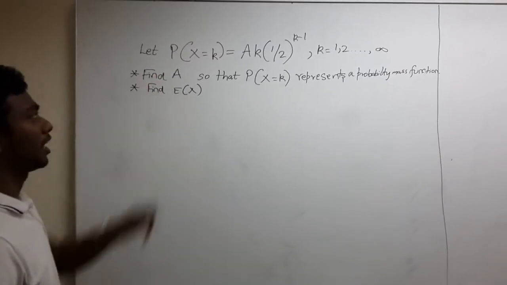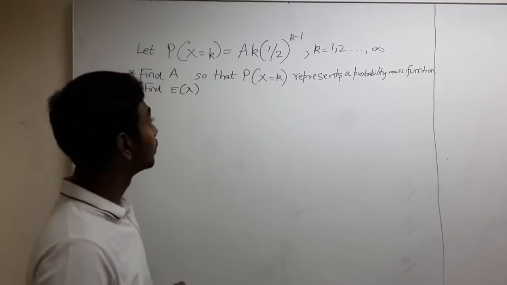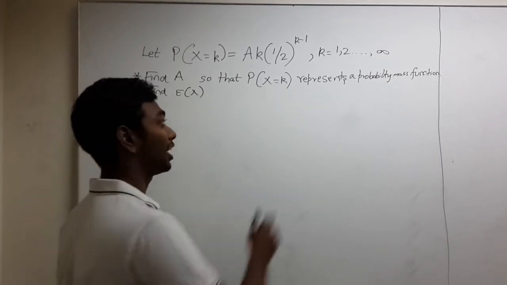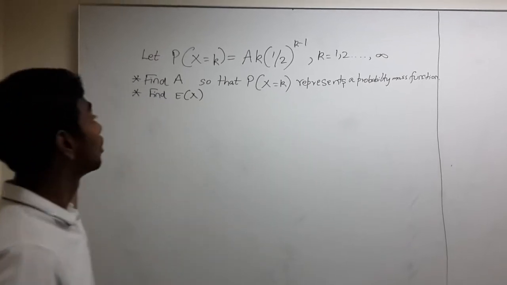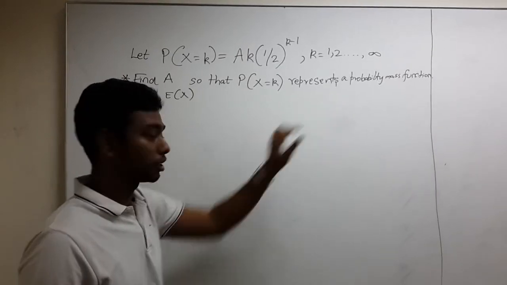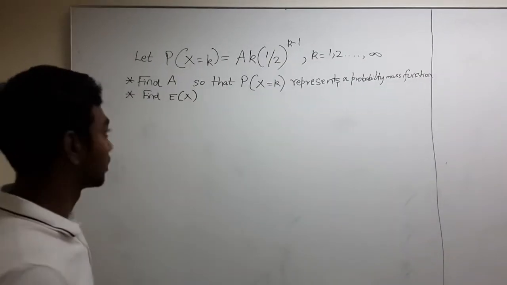So this is a question. We have P of X equal to k, which is equal to a times k times (1/2) to the power k minus 1, where k varies from 1 to infinity. We need to find a so that P of X equal to k represents a probability mass function, and then we need to find E of X.